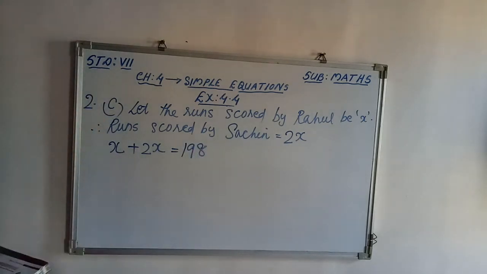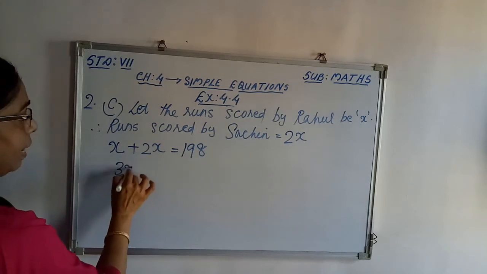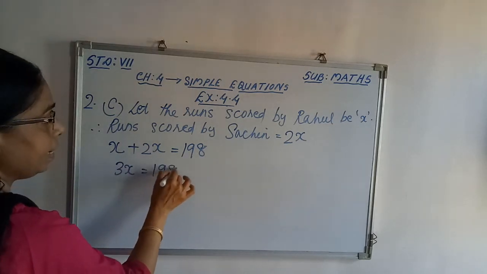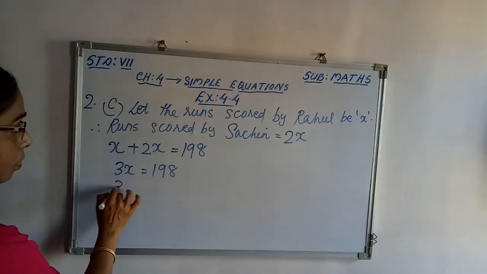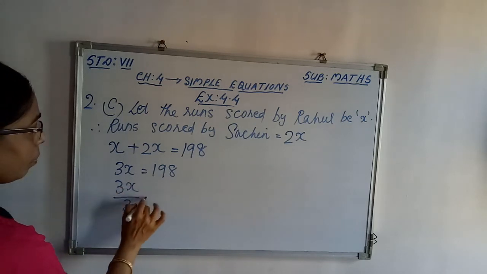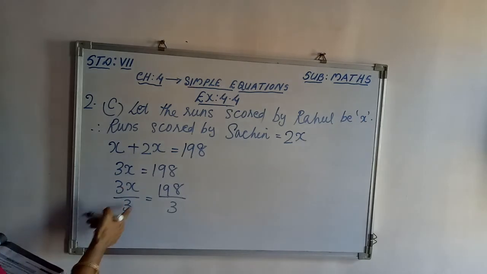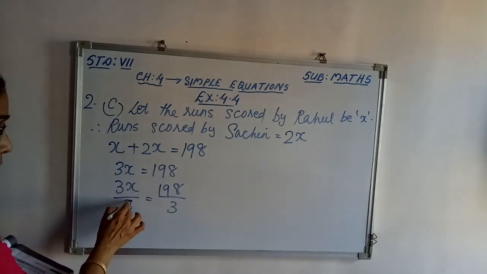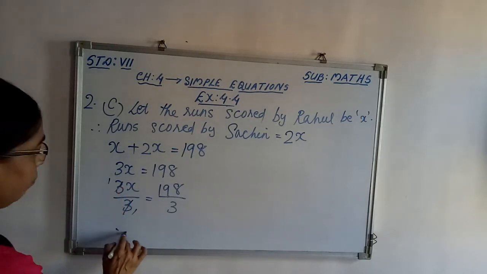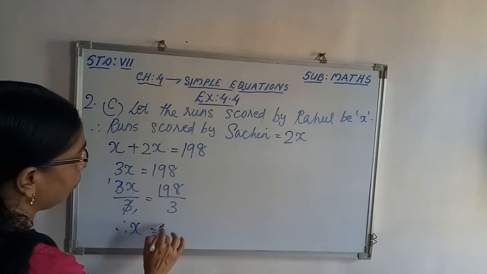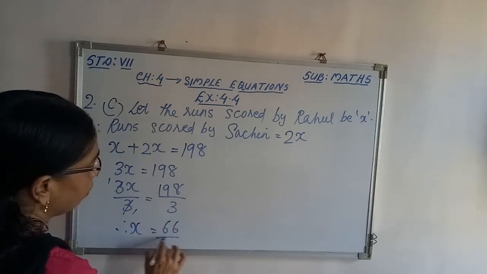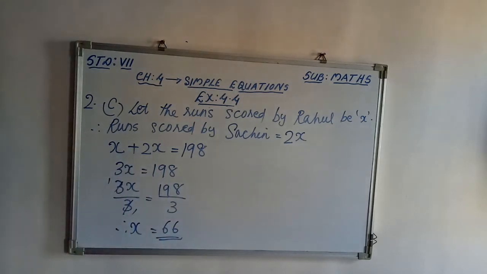I hope it's clear. x plus 2x, 3x, is equal to 198. Dividing both sides by 3, we get 3x by 3 is equal to 198 by 3. So 3 and 3 get cancelled. We get x is equal to 198 divided by 3, which gives you 66. So what you have to find out here is, how many runs did each one score?